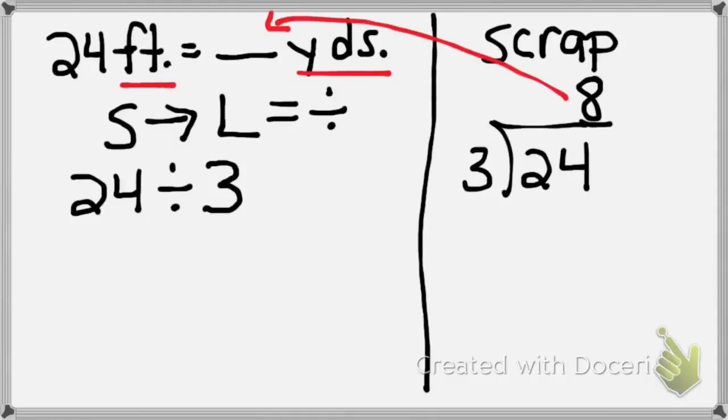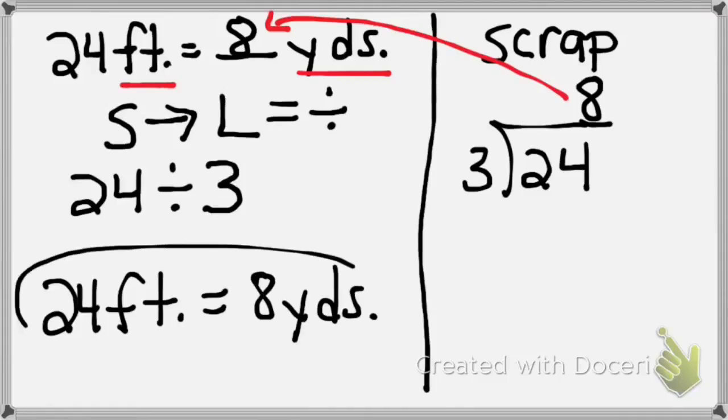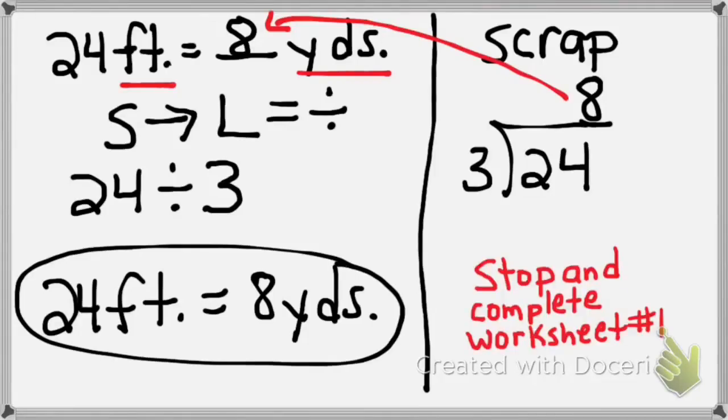24 feet equals 8 yards. So final answer for example number 1, 24 feet equals 8 yards. And there you have it. I'm done. Please stop the video and complete worksheet number 1 right now.